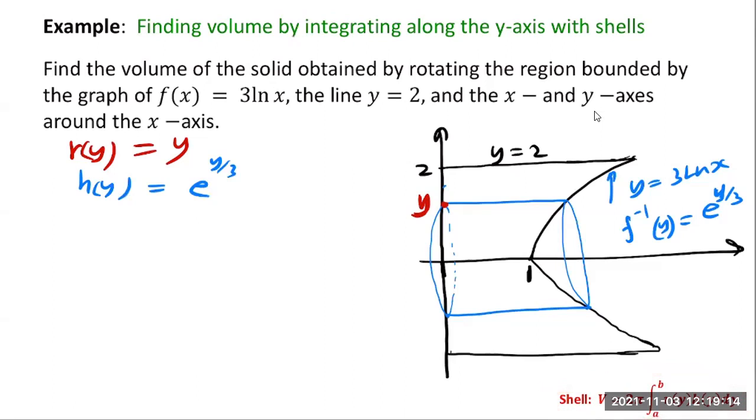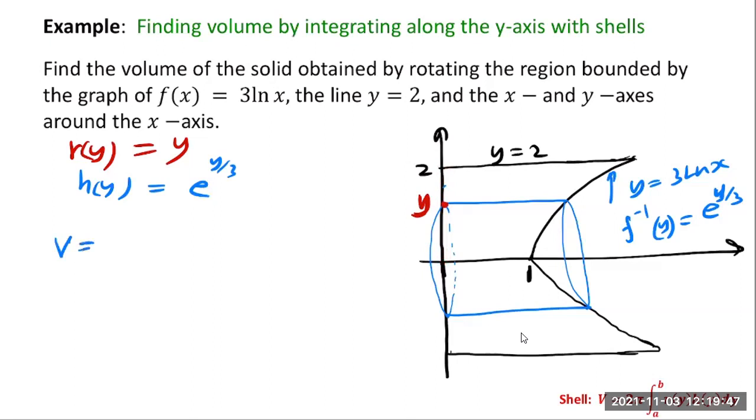Now I need to figure out the integral bounds, the lower bound and the upper bound. What is the lower bound? Pardon me, the lower bound is here. 0 to 2 is the interval that we are interested in, because I'm rotating this region around the x-axis. So this is the interval of integration. Your y runs from here to here. That way you will accumulate all the shells. So integration from 0 to 2.